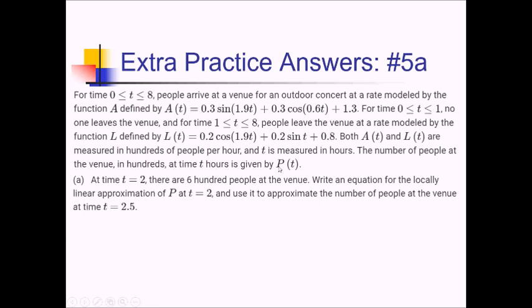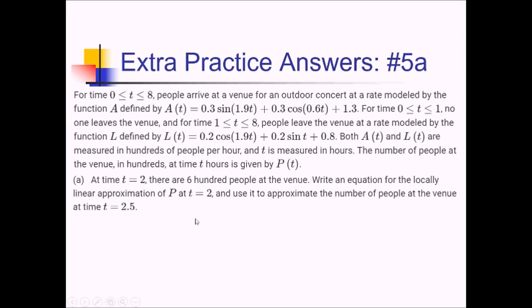Okay, so to do this, we're going to need to know really two things. We need to know how many people are already there at time 2, which they already gave us. They said at time 2 there's 600 people. And we also need to know the derivative of P. Because our general setup for tangent line approximations, you have f(a), your launching off point, which is the t value 2 in this problem, f(a) plus f'(a) times (x minus a). So we need to figure out what f' is going to look like, in this case P'.